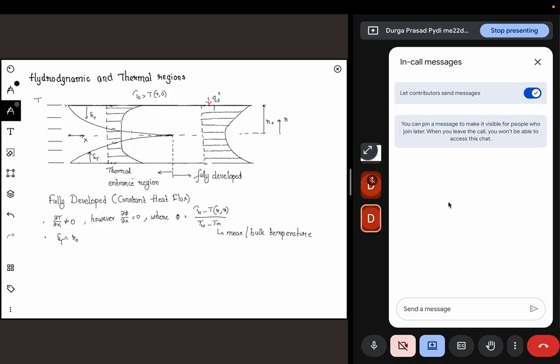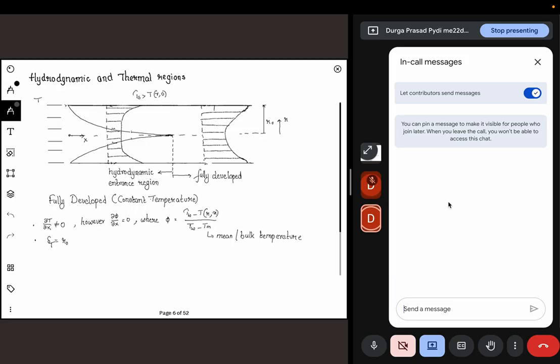Right? Now we look at the other boundary condition. Instead of constant heat flux, you can have constant surface temperature. Then also the profile will look similar. The only difference is near the wall, where it has to reach the wall temperature. So we'll have the gradient here, and everywhere else it should be the same. Here again, we'll define the non-dimensional temperature phi in this particular way, and del phi by del x equal to 0 is what we call the fully developed profile.